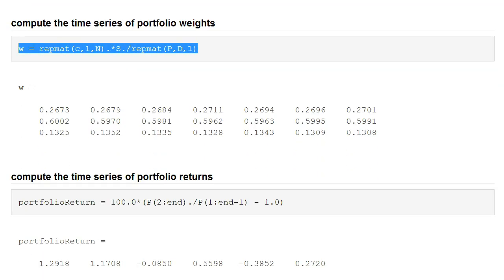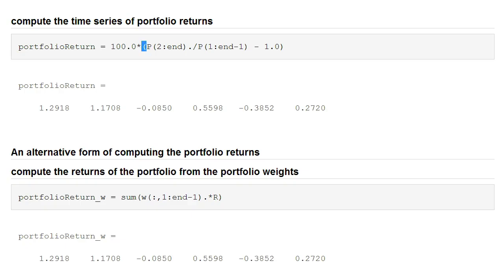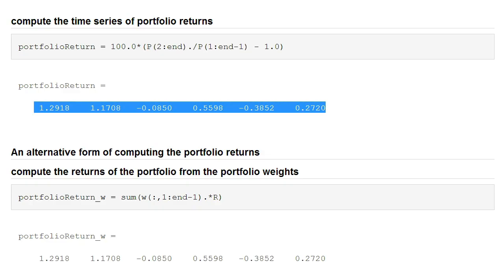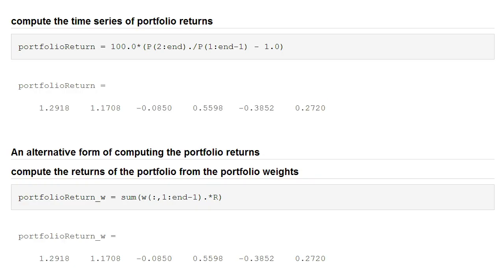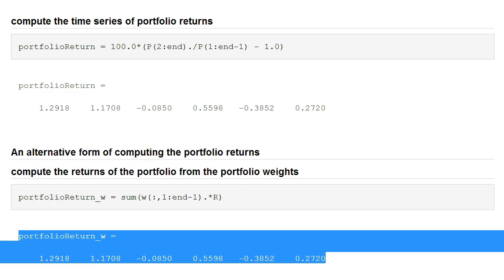The portfolio returns can be calculated in 2 ways. The standard way would be to use the values of the portfolio and repeat the operation that we have done for the prices of the assets. That would be the time series of portfolio returns. There's an alternative way of doing this, and that's multiplying the weights of the assets in the portfolio times the returns of the assets, and then taking the sum over the assets. Notice that this gives you the same time series of portfolio returns.